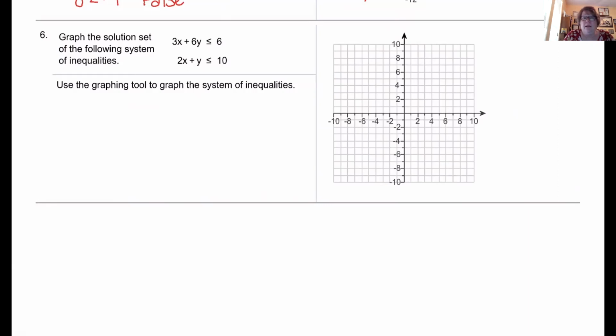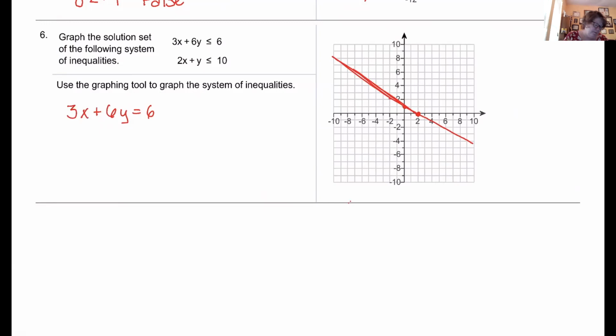On my first inequality, 3x plus 6y is less than or equal to 6. If I look at the equation to find the intercepts, it's really, really easy for me to find the intercepts. The x-intercept, I just get rid of the y. I get 3x is 6, so x is 2. So I'm going to plot that. The y-intercept, just get rid of the x. 6y is 6, so y would be 1. So I'm going to plot that. And then I'm going to graph that line, and I would graph it as a solid line because I do have less than or equal to. Not the perfect line, but you get the gist.